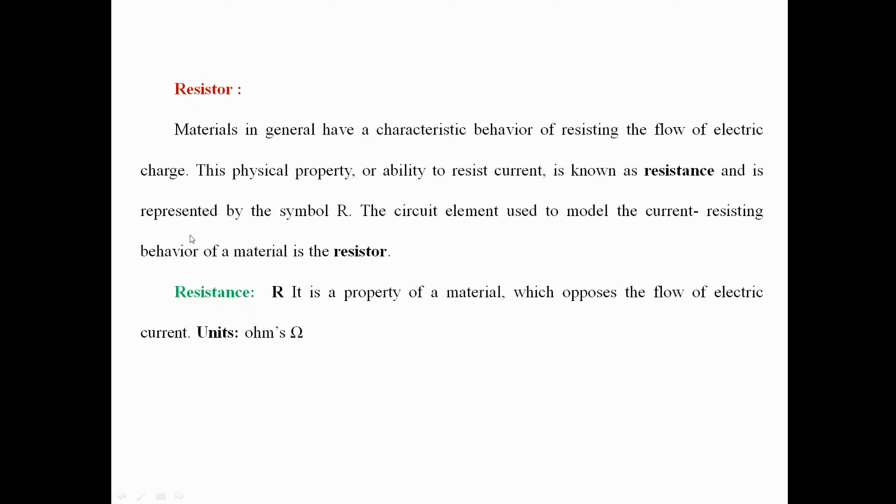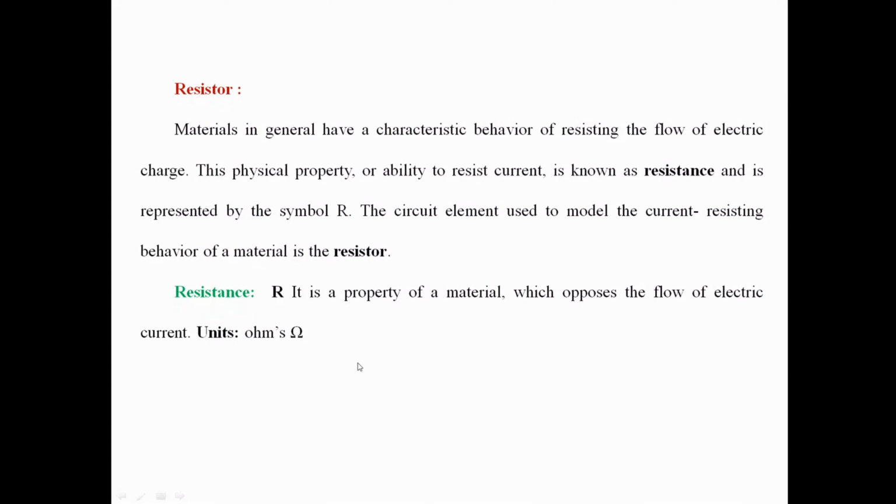So materials in general have a characteristic behavior of resisting the flow of electric charge. Every material will have a characteristic behavior of opposing or resisting the flow of electric charge. This physical property or ability to resist the charge or current is known as resistance and is represented by a symbol R. The circuit element used to model the current resisting behavior of material is a resistor.